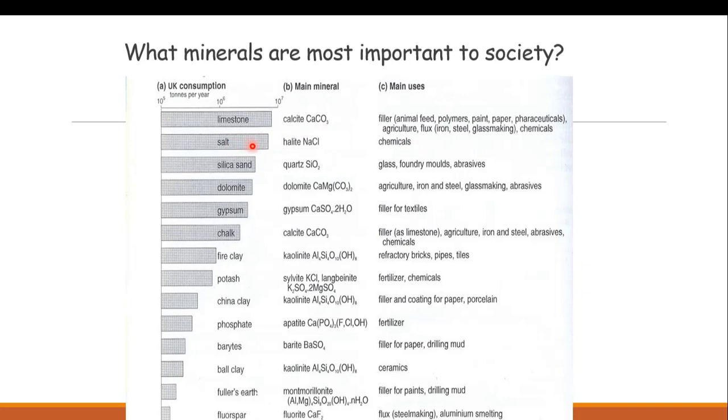And number two, we have salt, whose main use is in chemicals. Just go through these minerals. We have chalk, fire clay, potash, china clay, phosphate, and their main uses.